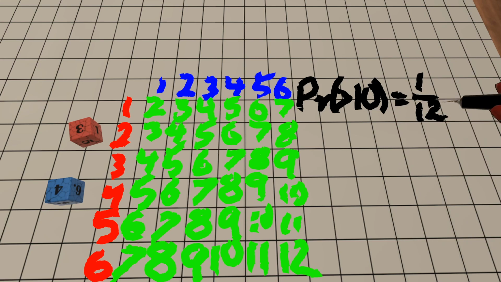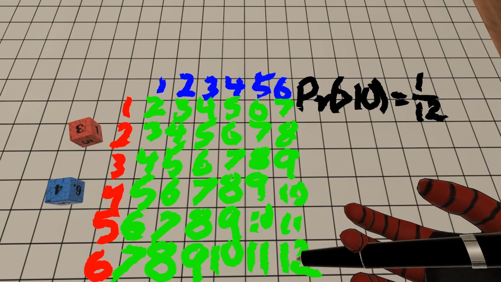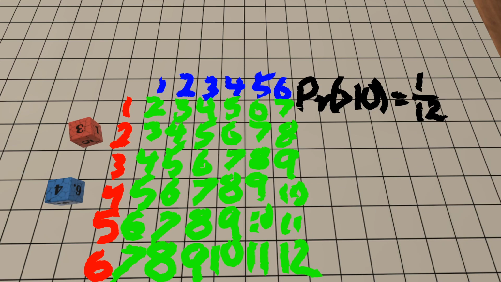What this means is that if we roll the dice 12 times, we expect one of those results to be a number greater than 10. Now this number is useful because we can use this probability to find out how many times we expect something to happen. And we can do that using the following formula.